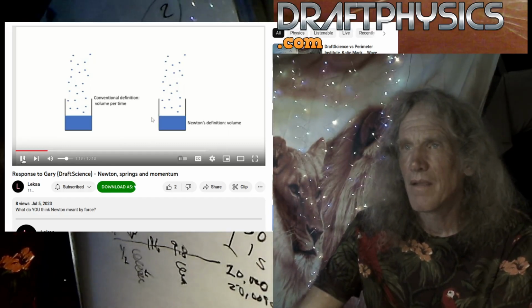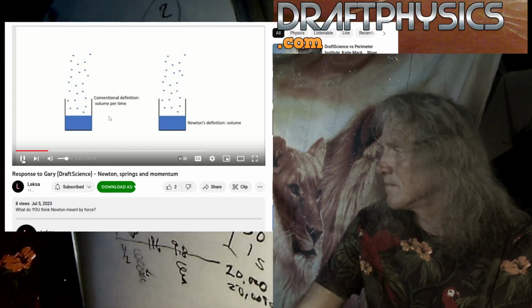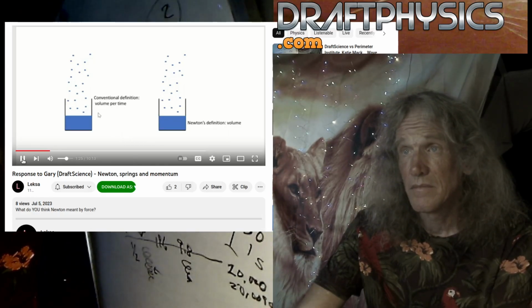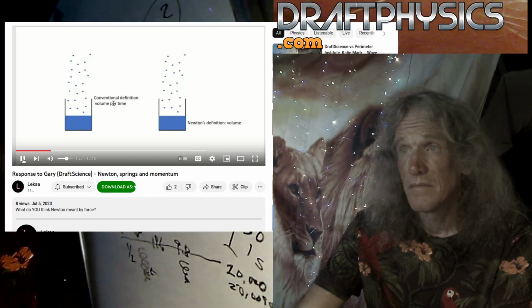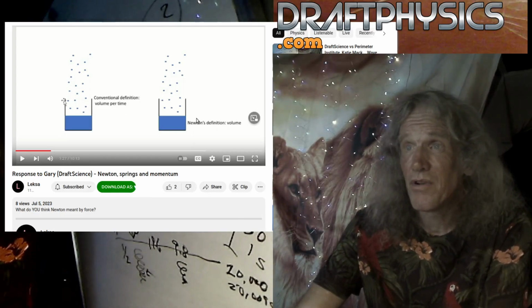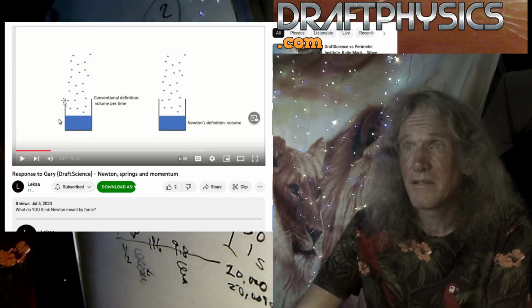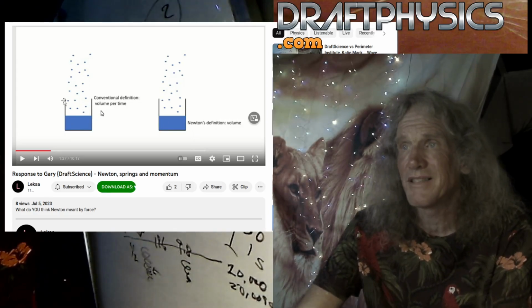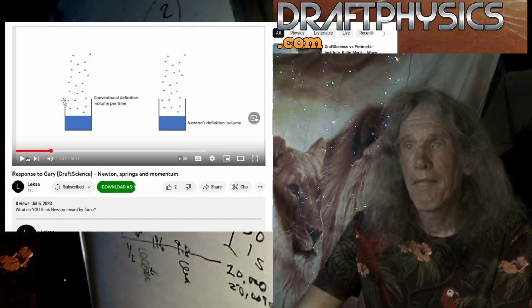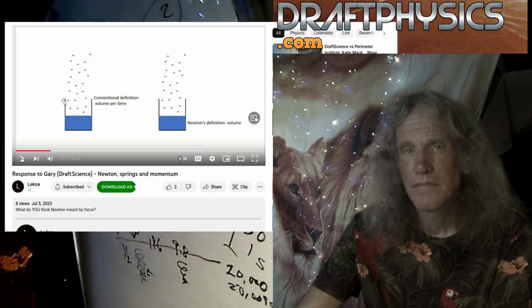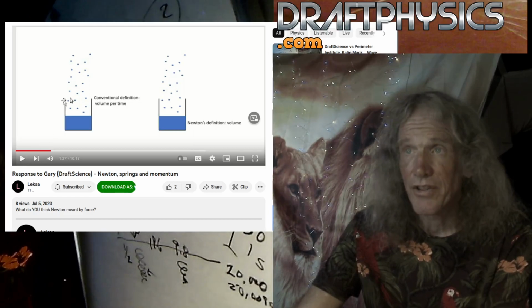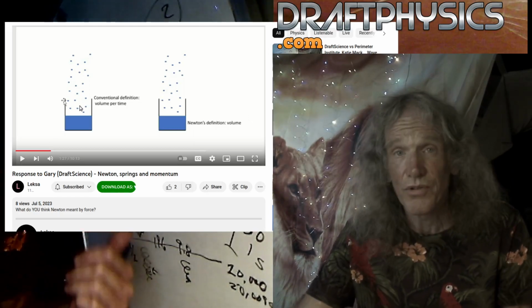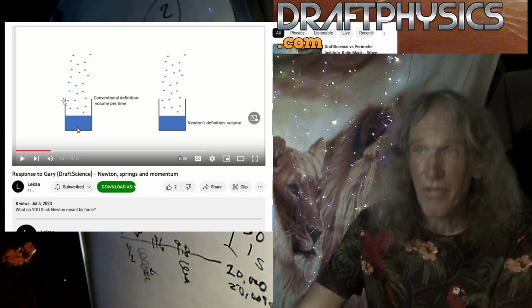Buckets collecting rainwater. Conventional definition would be about how fast the bucket is filling up at some point in time. I don't know why the 2 are drawn exactly the same, because they're completely different answers. I don't know what you're doing exactly at all. Kinetic energy theory says I'm collecting 4 times the energy while I collect 2 units of force. Show that.